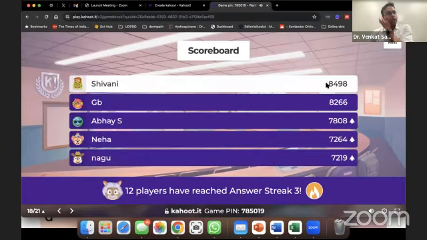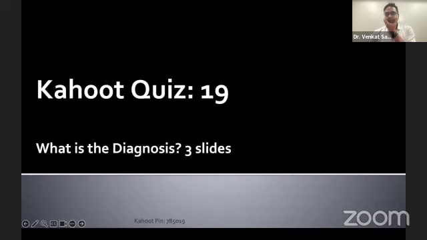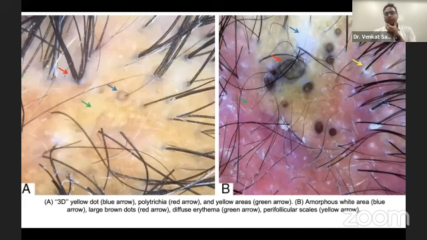So Abhay has moved up to 3rd position, followed by Neha Nagu. Excellent. Well done. Question number 19. What is the diagnosis? You've got 3 slides. Now, you've also got an explanation here.